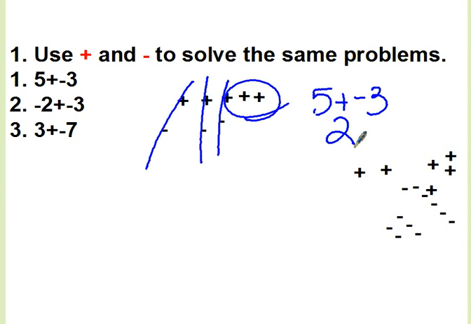I'd like for you to pause the movie now and do problems 2 and 3 showing how to use positive and negative tiles. Remember, if you have negative 2, you can simply write your negatives down like this. Try 2 and 3 using positive and negative tiles, then get your answers checked by your teacher. Once your teacher says that these two are correct, you may continue with the movie lesson.